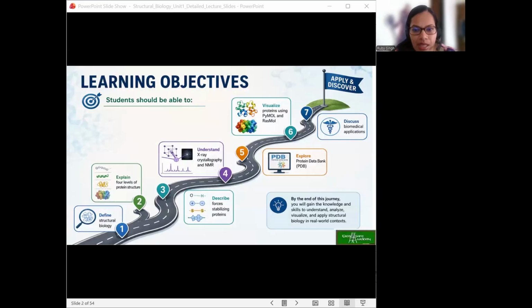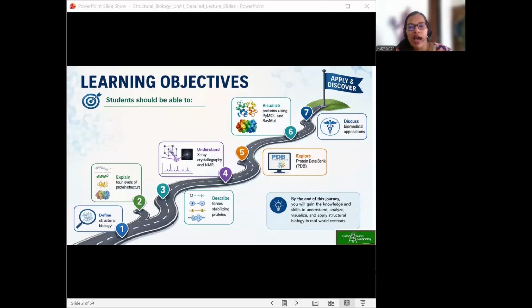Now we'll go to objective 6, where we are going to visualize. Once we understand how we can explore the data bank, we'll download certain free tools. Bioinformatics tools like PyMOL and RasMol will help us visualize and analyze any protein. And that's how you study these proteins, like what kind of functions they are performing.